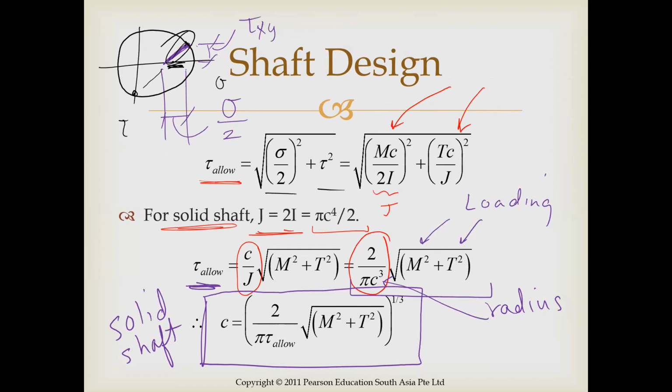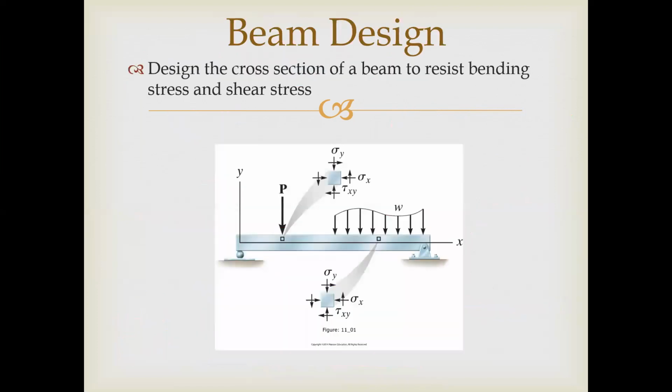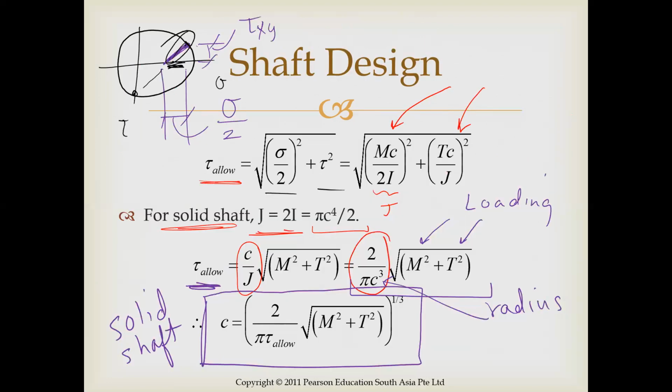You could do the same thing for a hollow shaft. You just need to express I and J in terms of C, and you'll be able to calculate the equation. Questions? I'll give you just a second to get this written down.